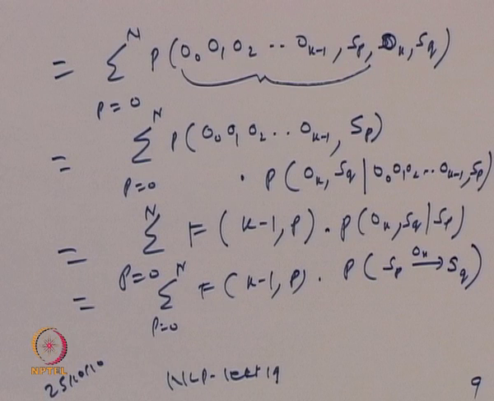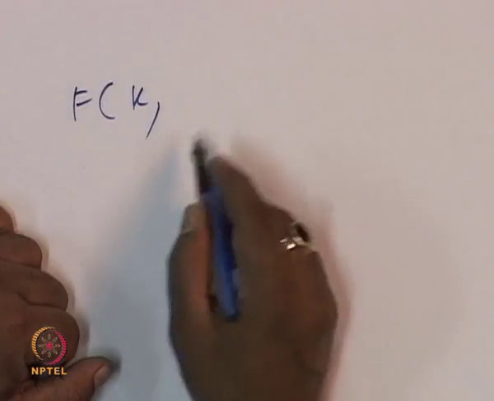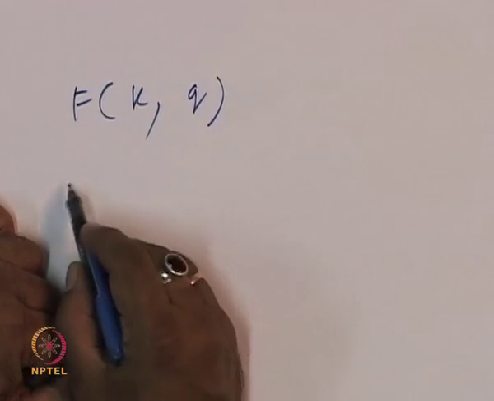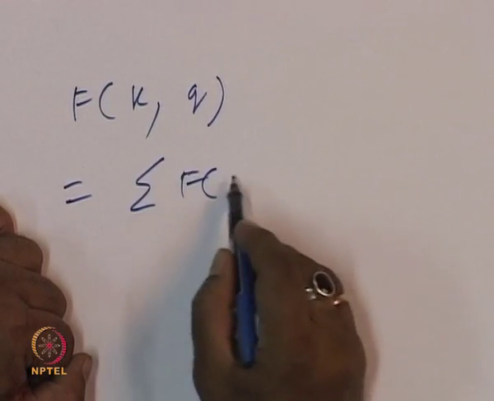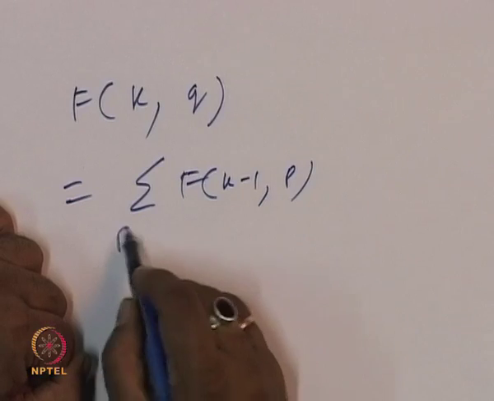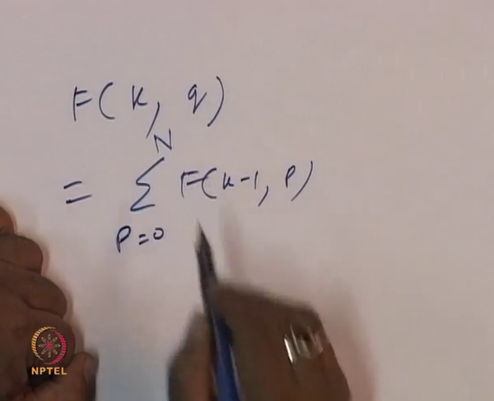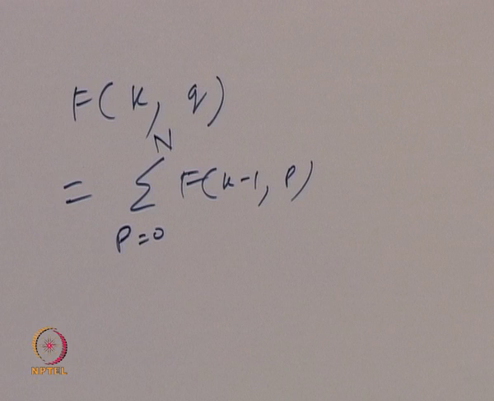All right. So, this is the expression that we have got, and it is a recursive expression for the forward probability, giving us a recursive algorithm to compute the forward probability. So, what you have got is f k comma q is nothing but sigma f k minus 1 comma p, p equal to 0 to n, the recursive expression. Now, from this we can draw a diagram and see how this quantity is computed.